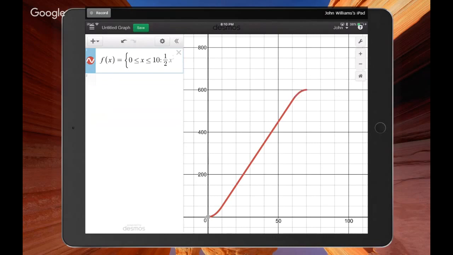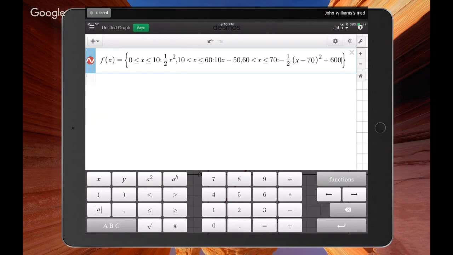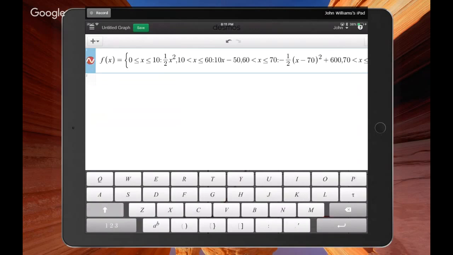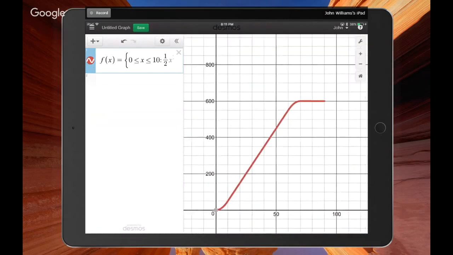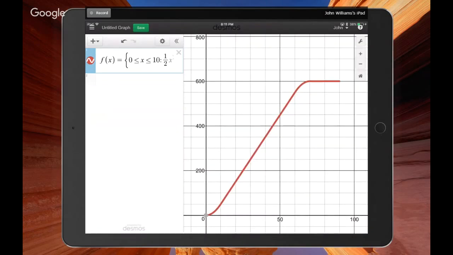And finish it off. We get the very last section, comma, from 70 less than x less than or equal to 90, colon, we want 600. There it is. There's your whole function. Questions on anything from number 2?